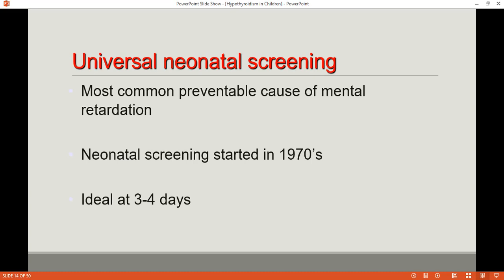In the previous slide I told you there is a surge of TSH and T4, so we cannot do the thyroid screening on day one. Ideal would be day one, because with normal deliveries the patient is in hospital, so you can do it on day one, but it is not reliable. So the ideal time for newborn screening for thyroid is 3 to 4 days.